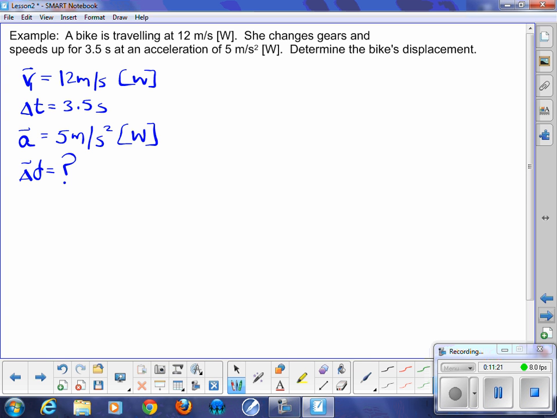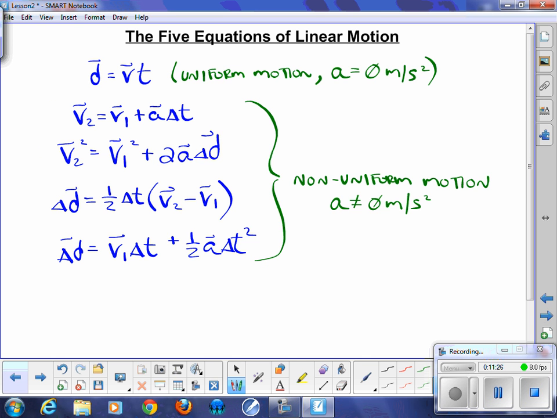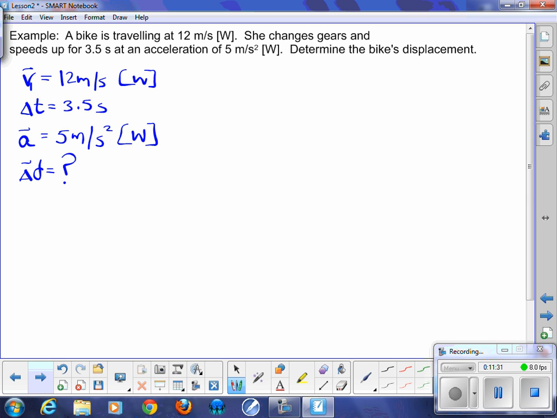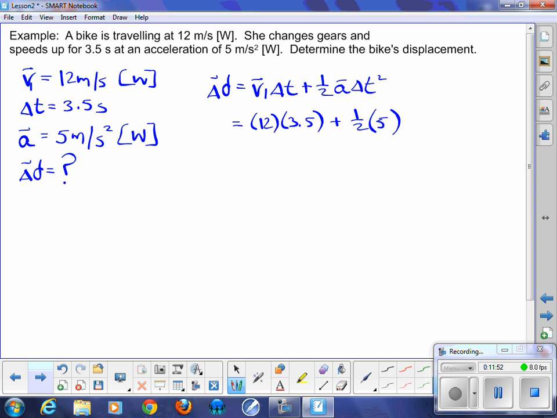With any of those equations, you need 3 pieces of information to find a fourth. We know v1, delta t and a. So you go through and do a process of elimination, and we see that the last formula that I wrote is going to be the one that helps us out. So delta d equals v1 delta t plus 1/2 a delta t squared. I don't have to rearrange it. It's in the proper format for us. So we get 12 times 3.5, plus 1/2, acceleration is 5, and t squared.